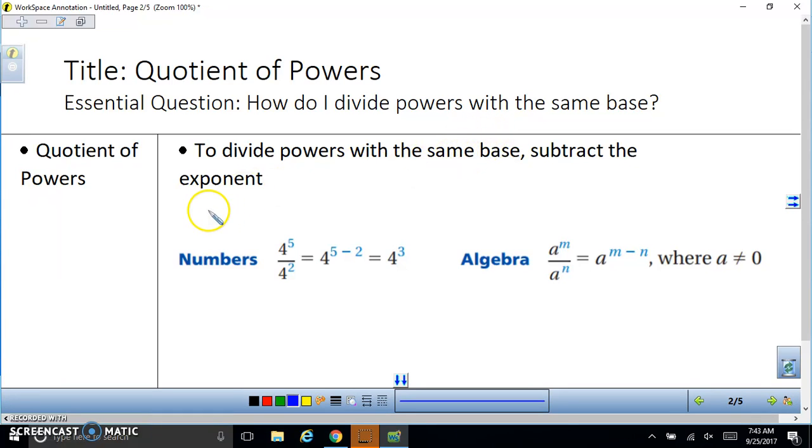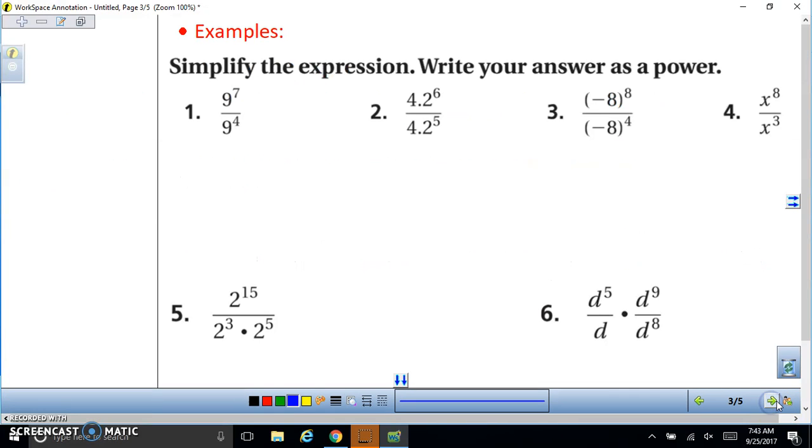The easy way to divide quotients of powers, so powers, big number, small number, that have the same base, the same big number, is to subtract their exponents. And remember, the algebraic way we write this is m minus n. And let me show you some examples on how this works and why this works. So let's get started on example 1.